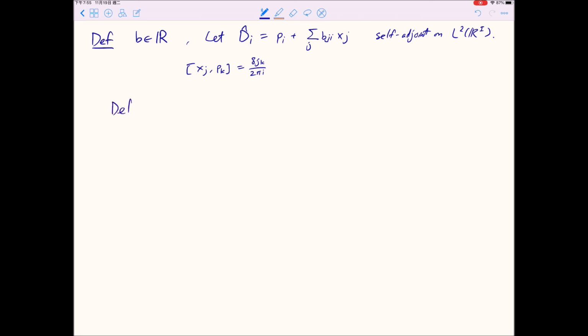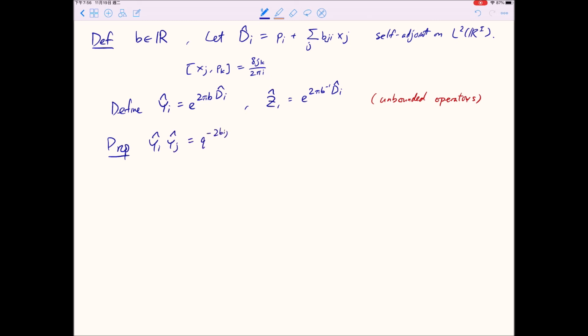Then I define the y variable to be the exponential of this D, and the z variable to be the modular double version. Just to remind you, these are unbounded operators. Then first of all, we have the following proposition. Algebraically, they satisfy the same q-commutation relations that we want.